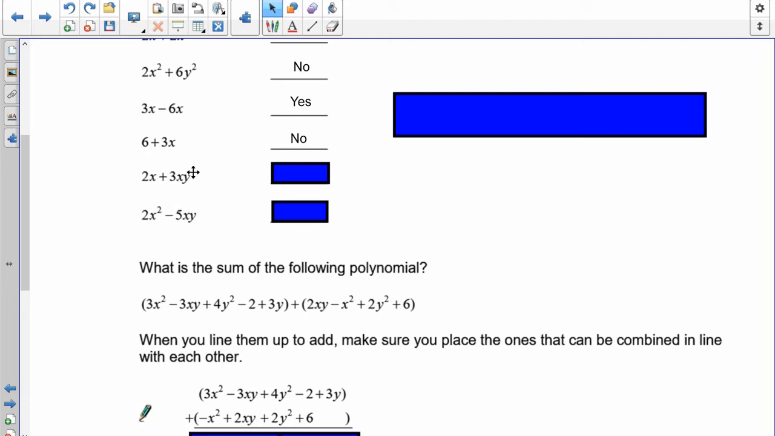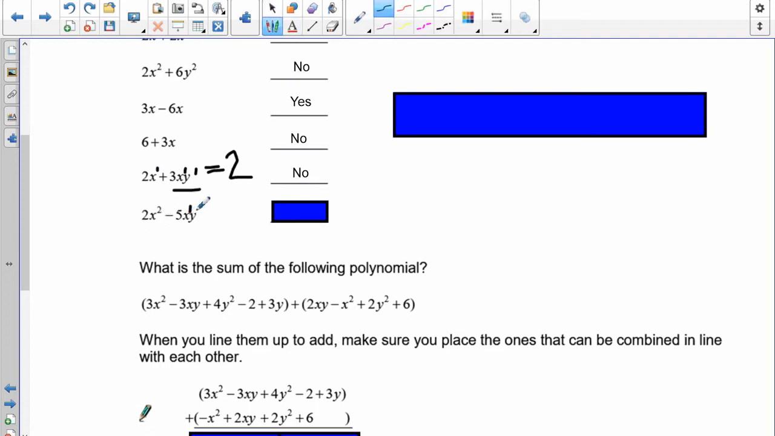Remember, if we were doing in terms of degrees, this would be x to the 1 and y to the 1, which makes this a second degree because 1 plus 1 is 2. So a first degree term on the first one and a second degree term on the second one means it does not get combined. Now over here, I have x squared, and this one here is x to the 1, y to the 1. So this is a second degree also, but this is a variable x. This is an xy. They're different. So this is a no.